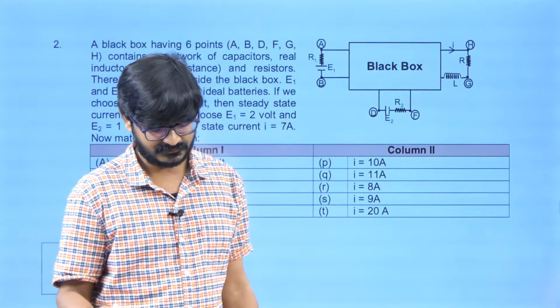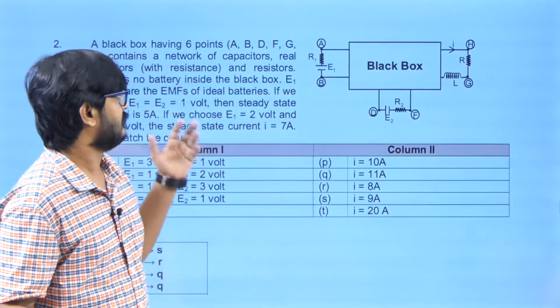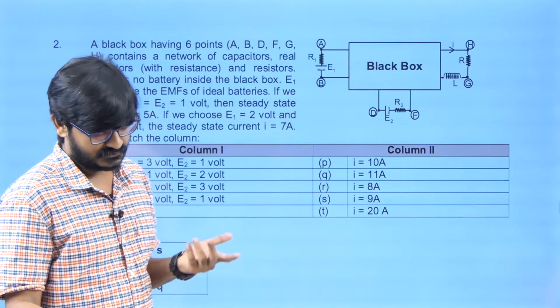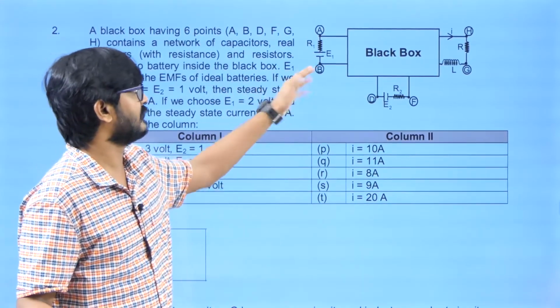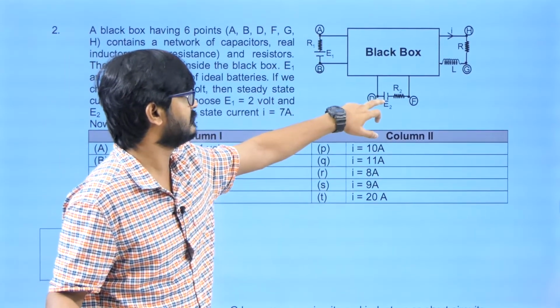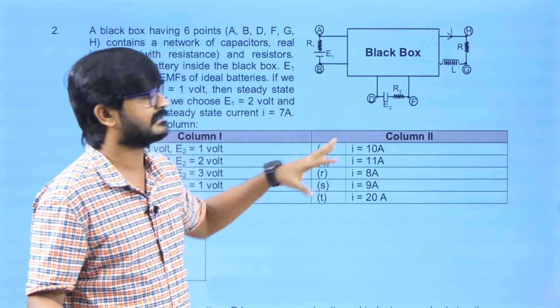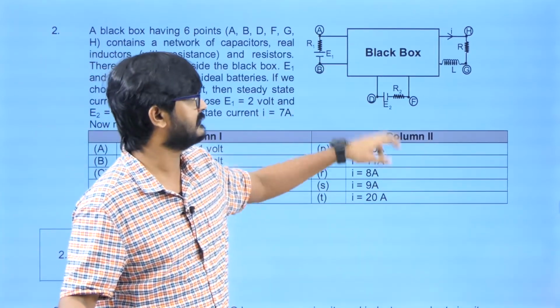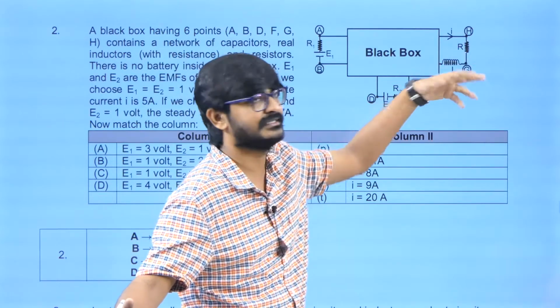Now this is a small example. Okay, you can pause and read the question. What they are saying is these two batteries, their values are changing. All the resistors are kept fixed, only these two values are changing, and you need to find what is the current in this resistor in steady state.